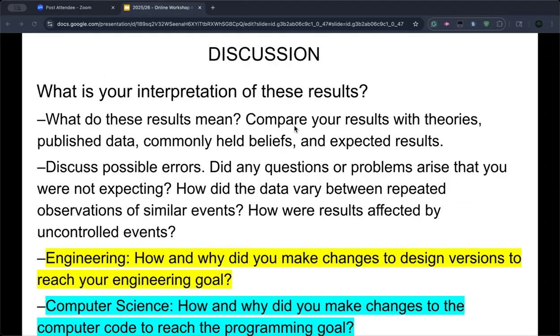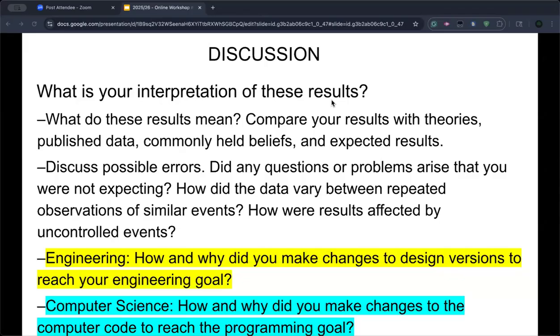Okay, so next is the discussion slides, and discussion is basically the interpretation of your results based on the literature and published data. So you want to discuss your data with these research articles, and you want to say what these results mean, and then afterwards you want to discuss the possible errors that could have occurred in your research project or engineering and computer science project, and if there were any questions or problems that arose that you were not expecting. And then you want to explain how the data varied between repeated observation of similar events and how uncontrolled events could have affected your results.